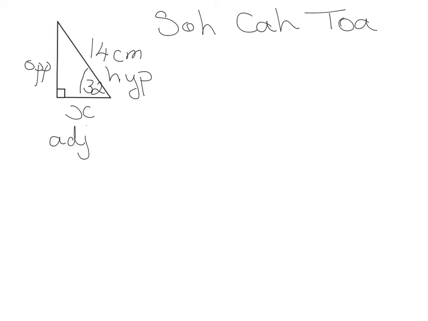So we're going to tick off what we know and what we want to know. So we know the hypotenuse, so we're going to put a tick at the H's, and we want to know the adjacent, so we put a tick at the A's. So the one with two ticks is CAH, so we're going to be using cosine.